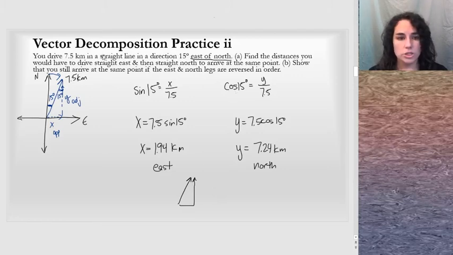The last question here, show that you still arrive at the same point if the east and north legs are reversed in order. So it's saying if I go north first and then I go east, will I get to the same point? And the answer is yes. Right? This is still a 15-degree angle. This is still 7.5 kilometers. And it doesn't matter if I go one way or the other. Okay? And notice this results in two different triangles. They're equivalent triangles. They're similar triangles. They're exactly the same triangle. They have the same legs, the same angles, but they're drawn a little bit differently because of the order. So keep that in mind as you work on triangle problems.